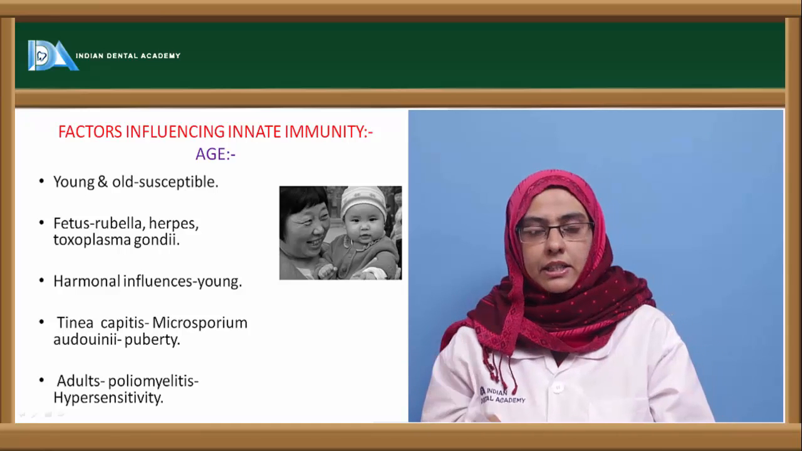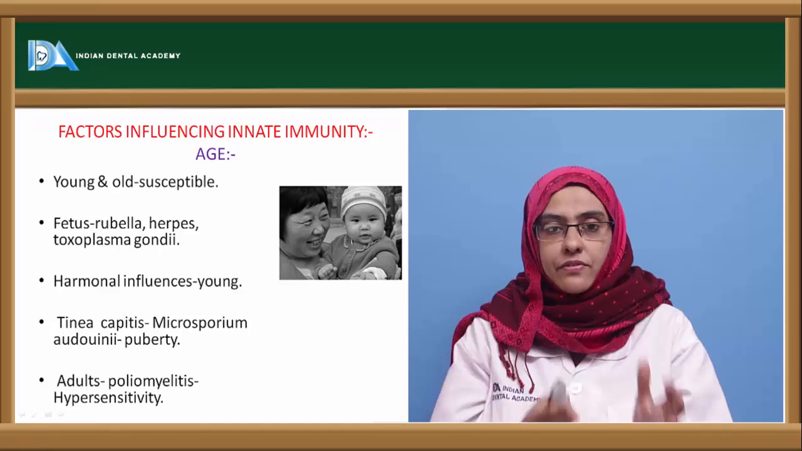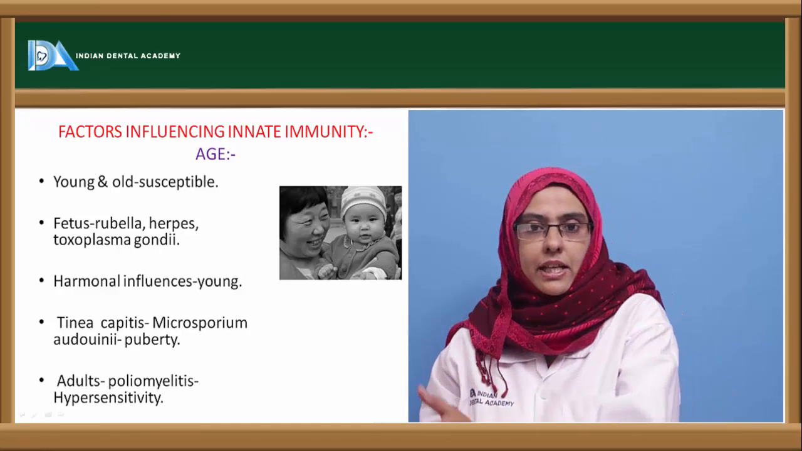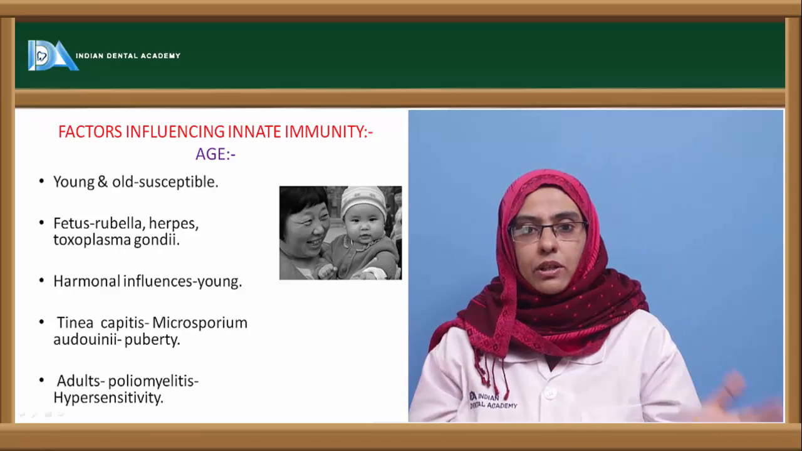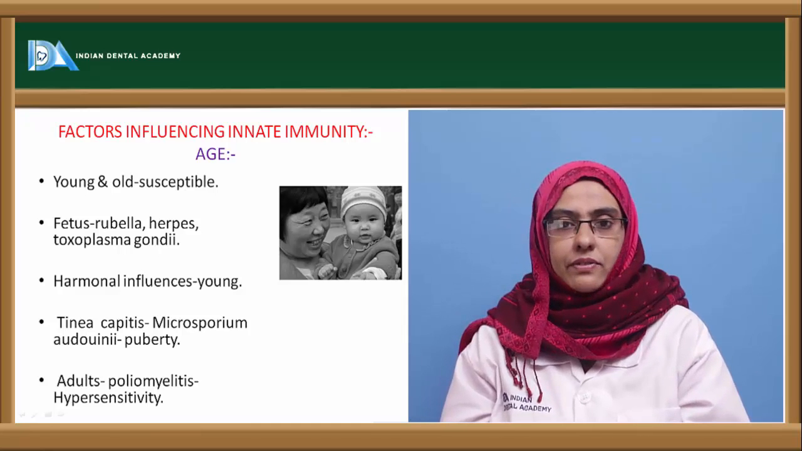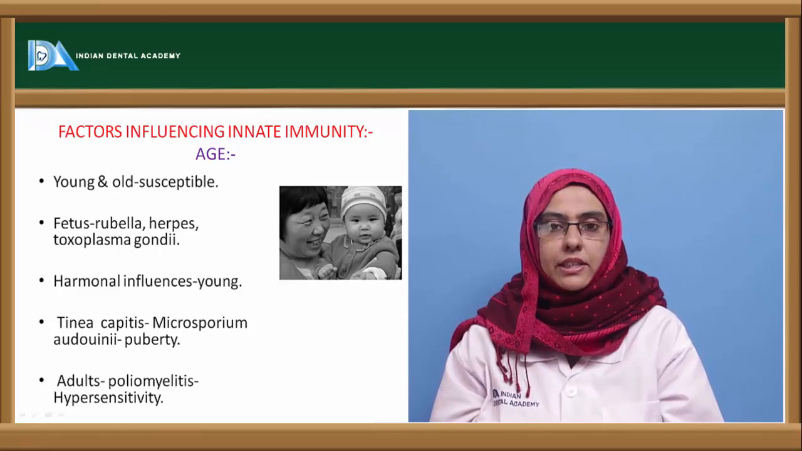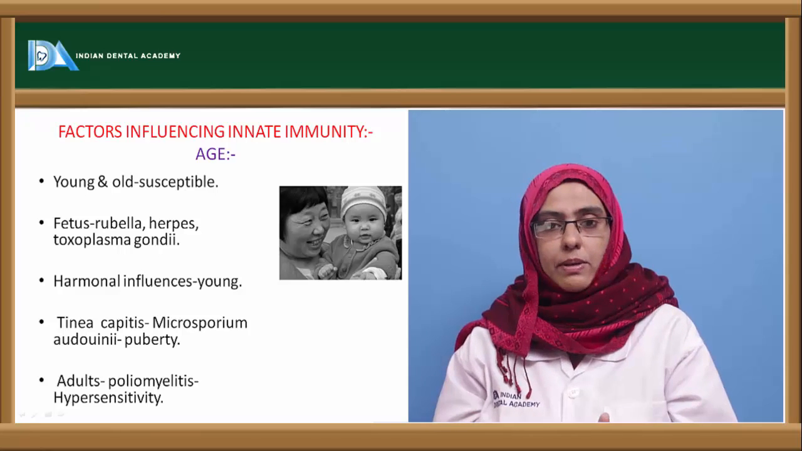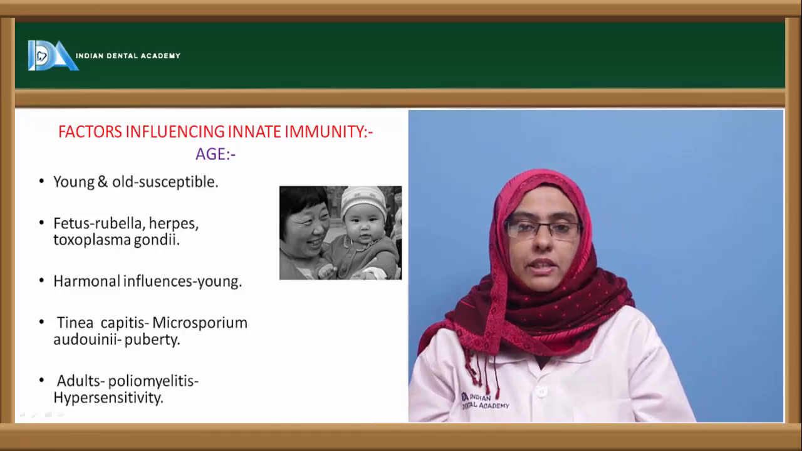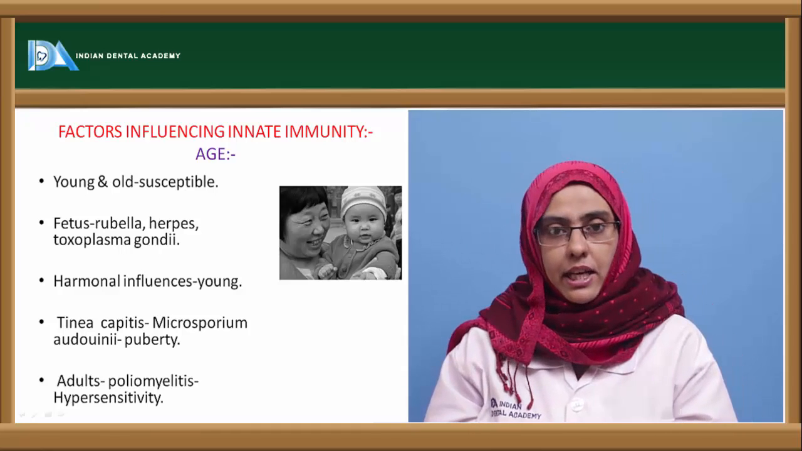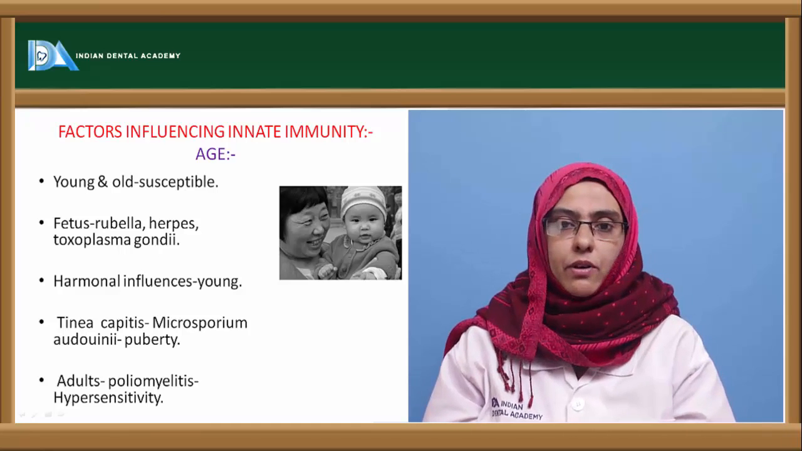Let us go through the ages. First I'll deal with the fetus, then the young, then adults and then the old. First, with the fetus, the organisms which have the ability to cross the placenta and cause infection in the fetus are rubella, herpes, Toxoplasma gondii, etc. They have the ability to cross the placenta and cause infection in the fetus, and the affected fetus can either die or be born stillborn or with different types of deformities.